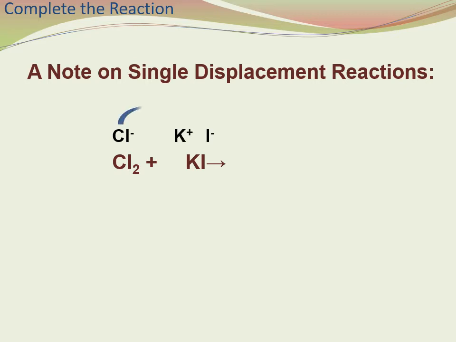KI is comprised of K plus and I minus. So we know the Cl minus is going to go with K plus, making KCl, and the I will have to leave all by itself without a charge because chlorine came in without a charge. But it can't leave as just I because it is a diatomic, so it will need a 2. Now we balance out the equation, and we're good to move on.